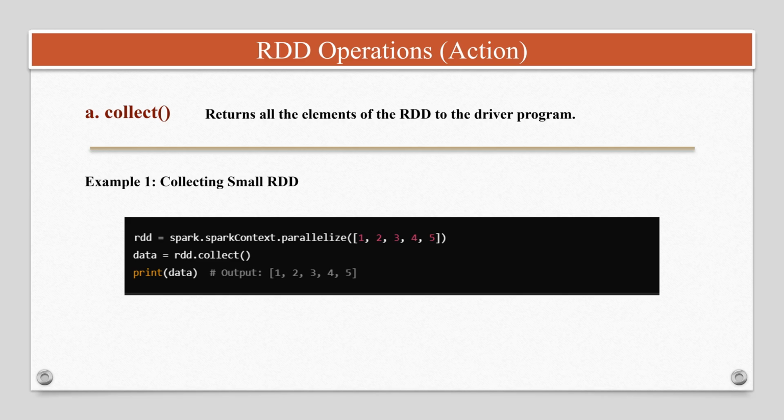Example, collecting small RDDs. Suppose you have a small RDD and want to see all elements locally. We have RDD 1, 2, 3, 4, 5 and use the collect function to just see the RDD elements.